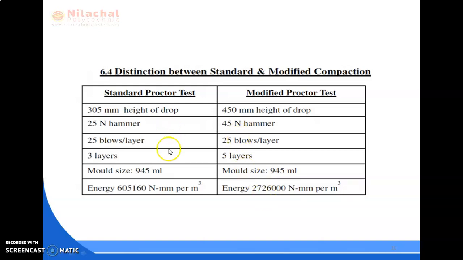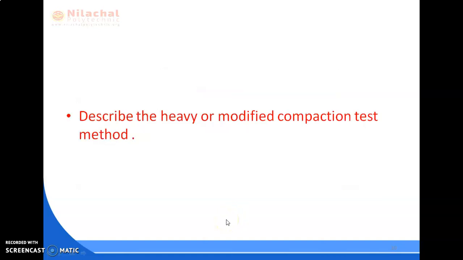So these are the basic differences between the standard Proctor test and modified Proctor test. Other than this, the procedure is the same. So you note down by yourself the total procedure of the modified Proctor test. This is also important, both are important for you. Only you have to change these things whenever you write the procedure. Okay? So the question is, describe the heavy or modified compaction test method. I think now you can write by yourself using this data.